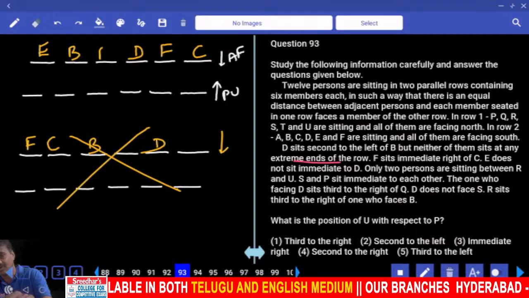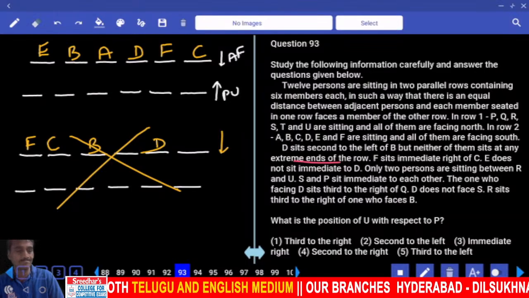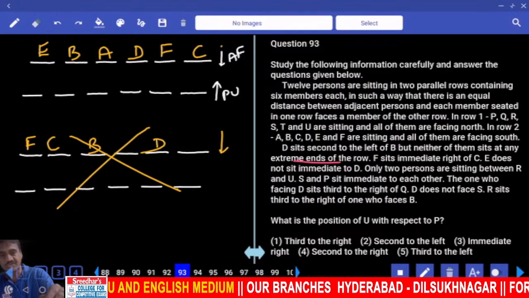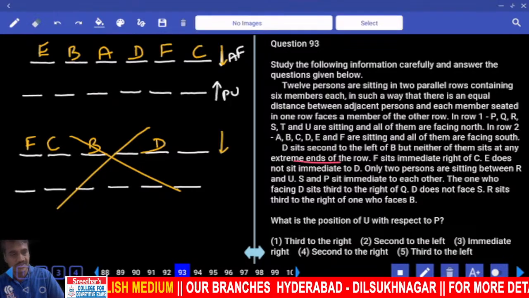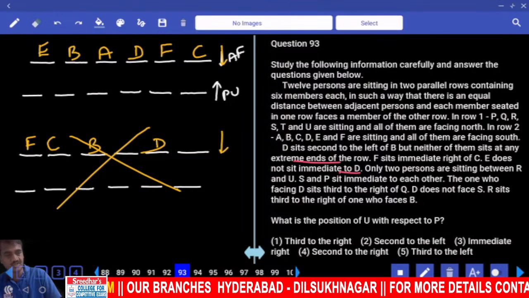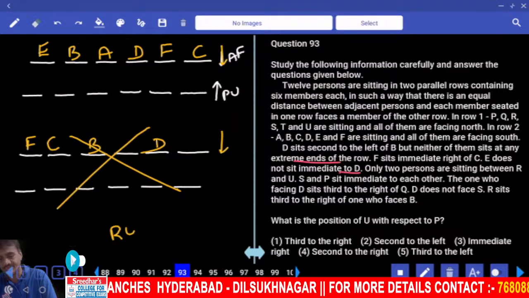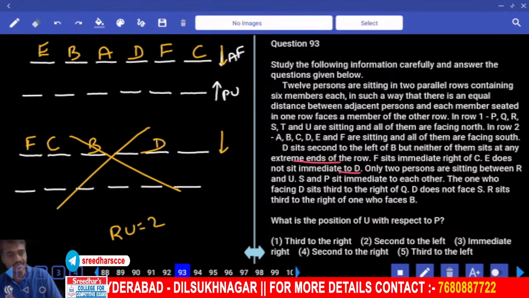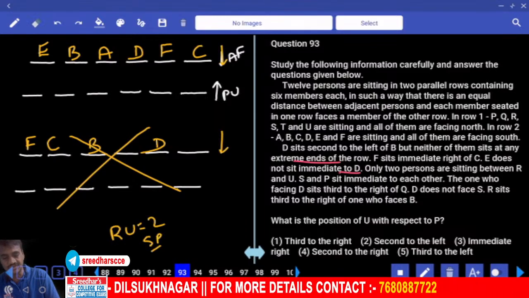Finally, we are left with only one possibility. Now the persons A through F are finalized. Then there are only two persons between R and U. In between R and U, how many? Two. And S and P are adjacent to each other.